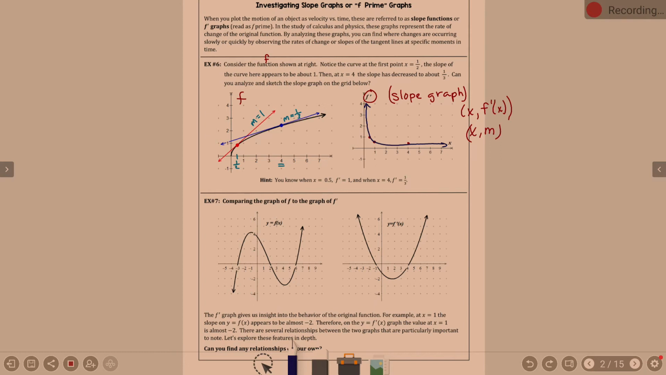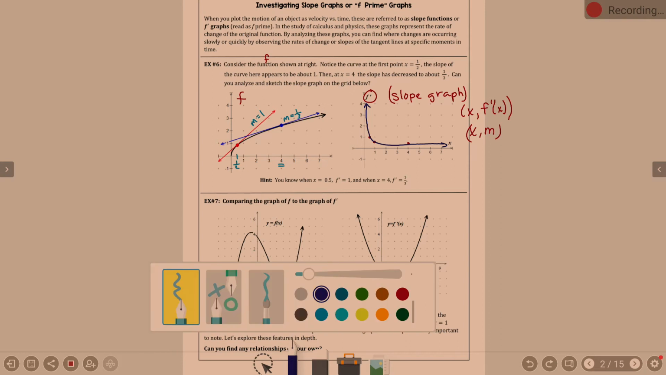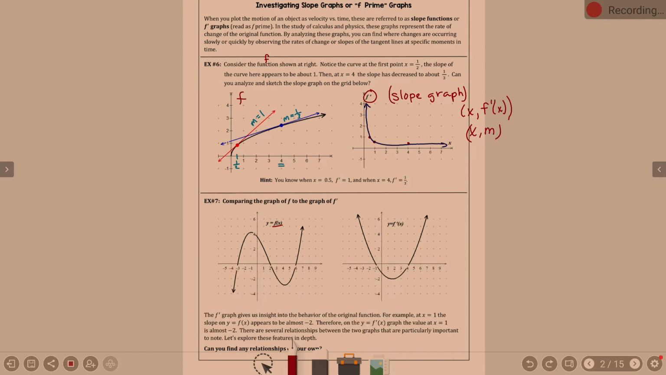Let's look at example 7, comparing the graph of f to the graph of f prime. So notice it's labeled, yes? Always look for those. It is so easy to overlook them and not know what graph you're looking at. And it sounds silly right now, but think farther out with me. So as we compare f to f prime, trying to decide where I want to start here.